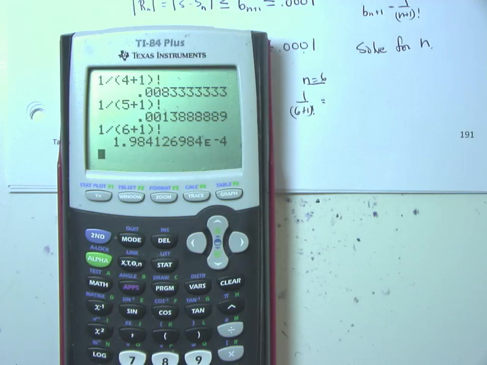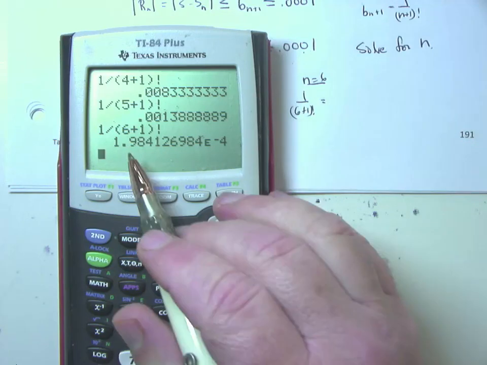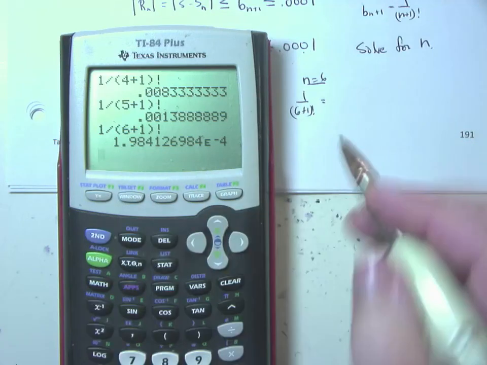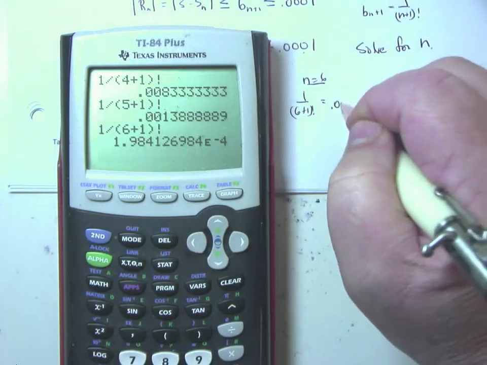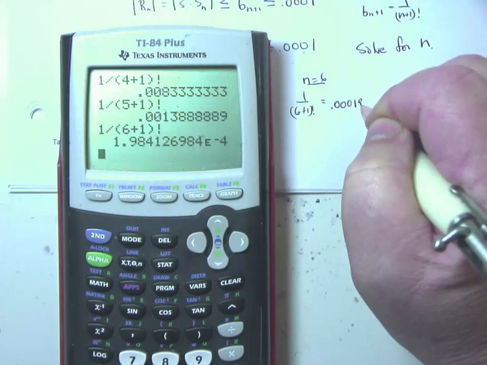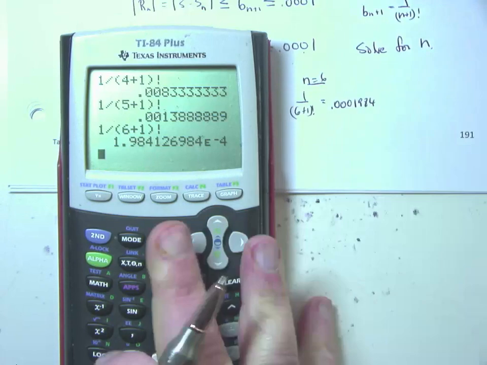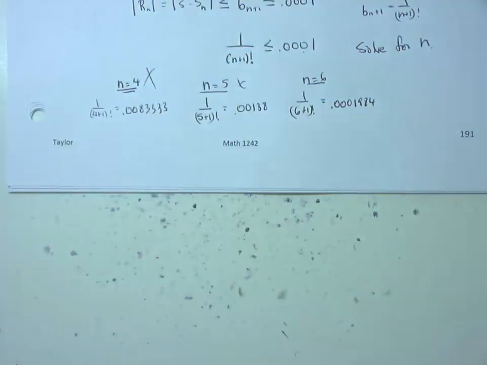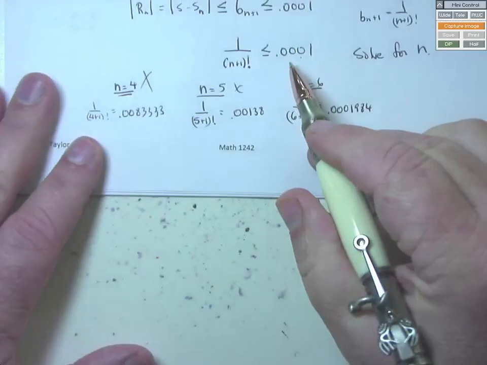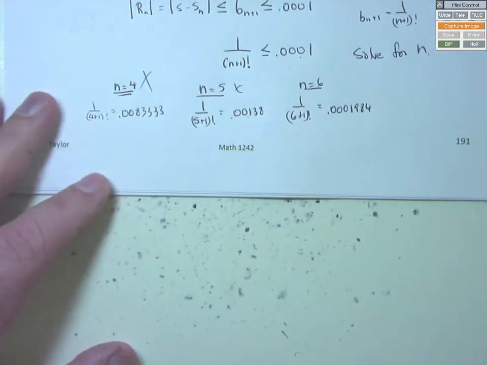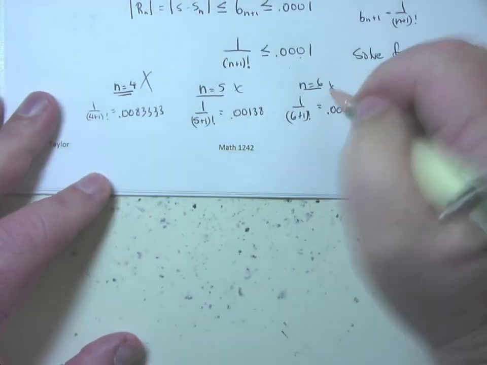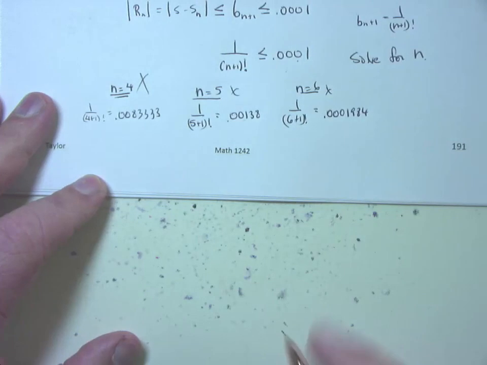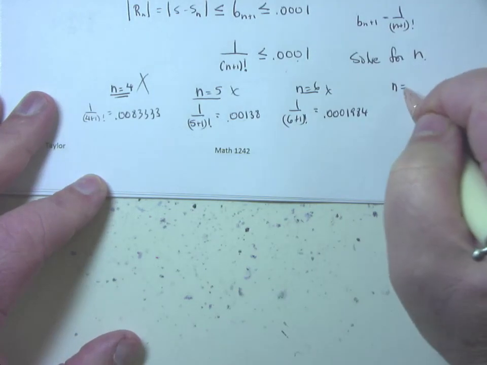1.984 e negative 4. What does that e negative 4 stand for? Times 10 to the negative 4th, which means I move this decimal 4 places to the left. That'll be 0.0001984. Is 0.0001984 less than or equal to 0.0001? No, it's not. It's darn close, but not quite. So no.